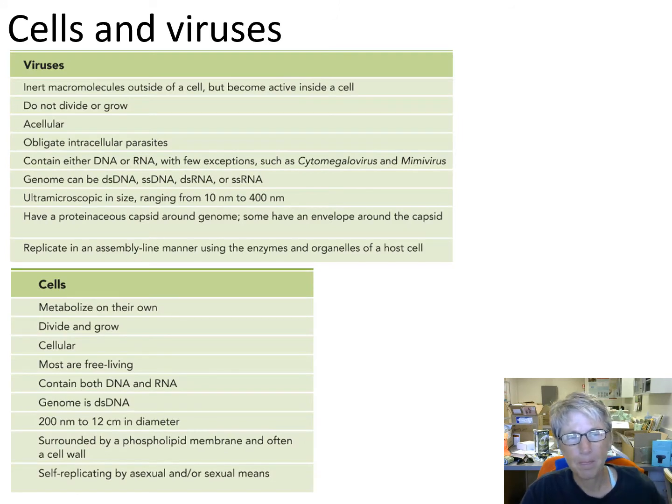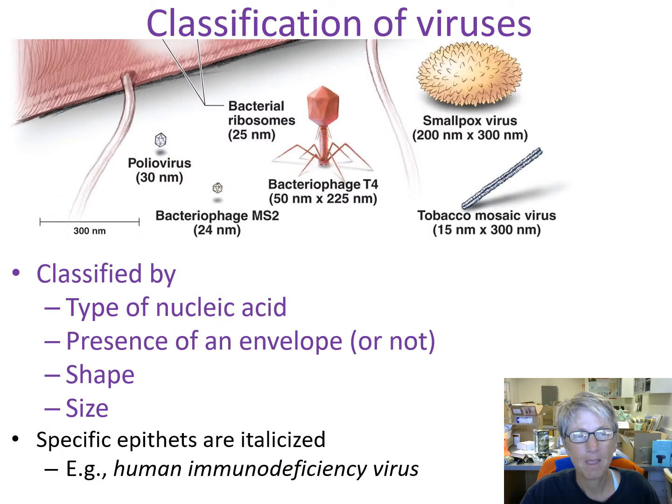This is just a list from your book that lists the characteristics of viruses and the characteristics of cells. So, for example, viruses do not divide, they do not grow. Cells do divide and they do grow. Viruses are acellular, cells are cellular, etc.